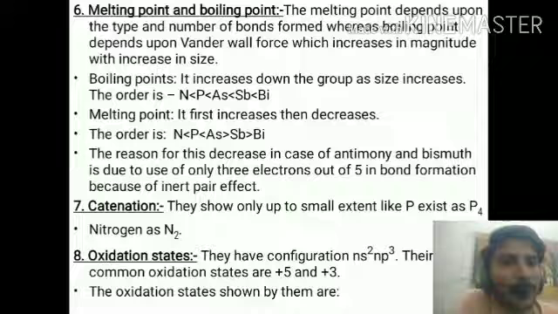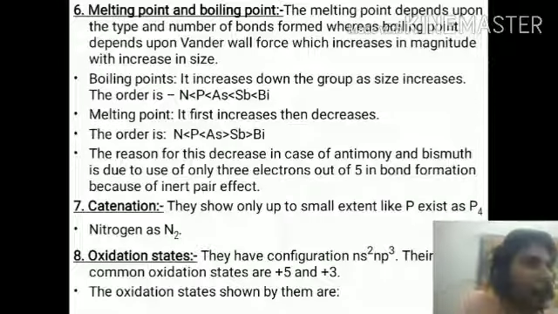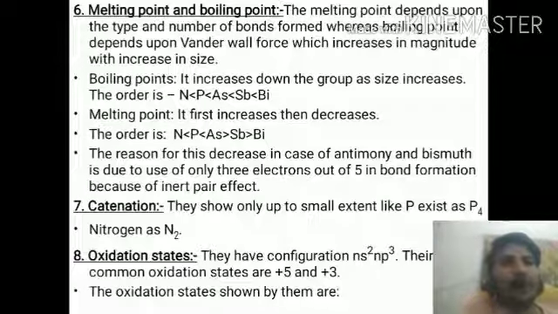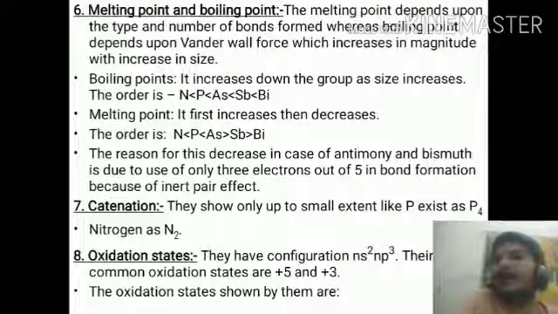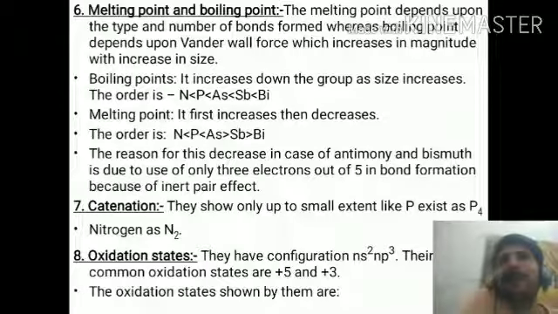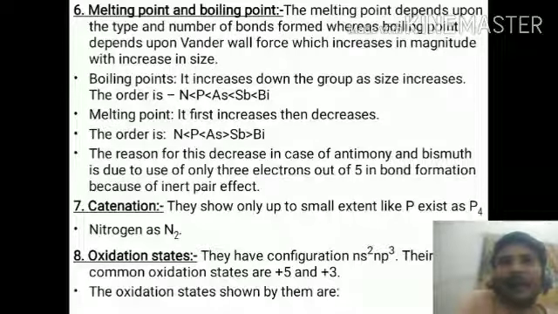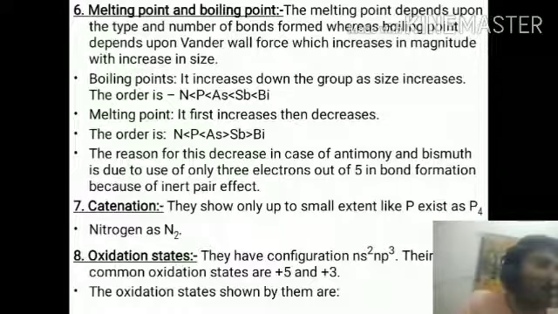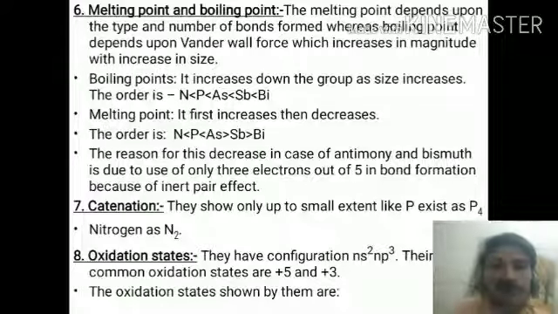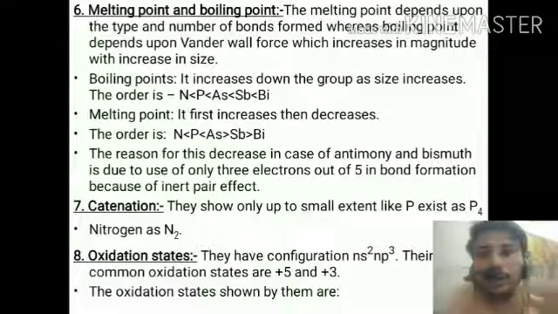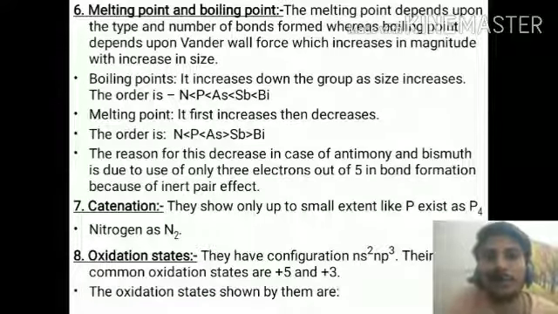Okay, melting point and boiling point depend on the size of the element, the bond strength of the element, and the molecular mass. If the molecular mass increases, then melting point and boiling point increase, meaning melting point or boiling point is directly proportional to the molecular mass and the bond strength. If bond strength increases, then melting and boiling point also increase. If you move from top to bottom, molecular mass increases, so melting point and boiling point also increase.